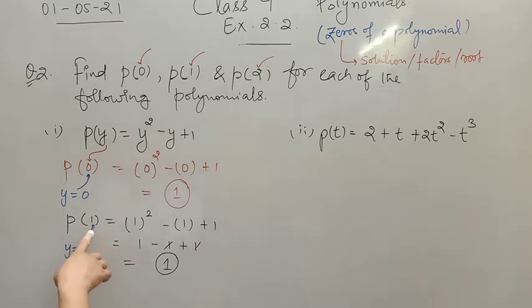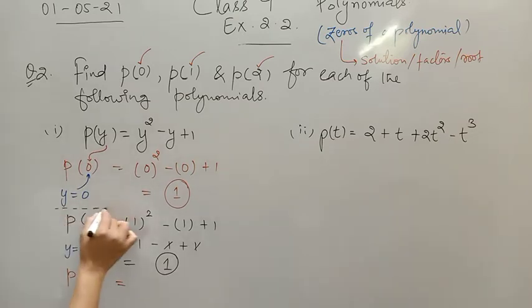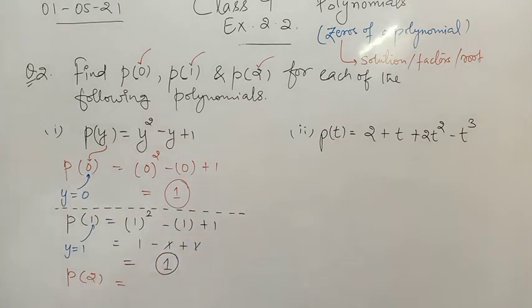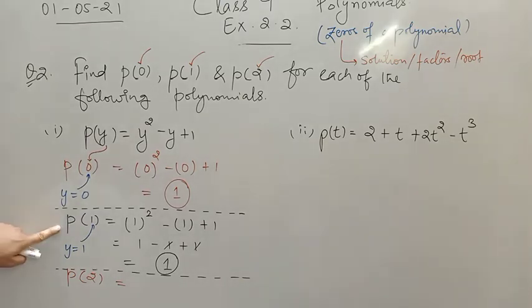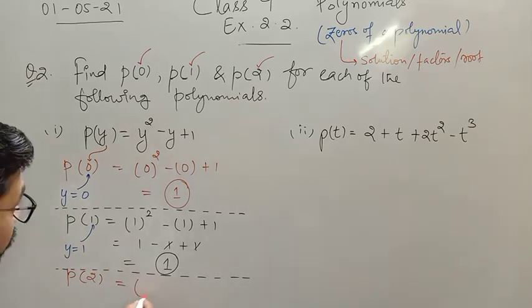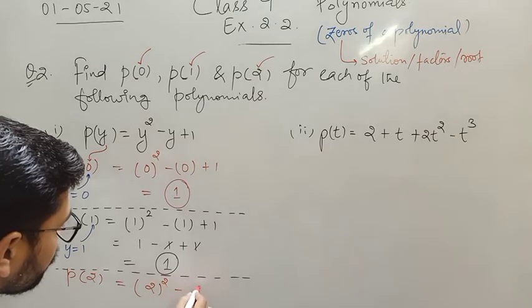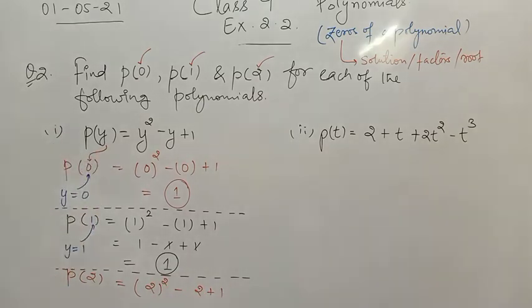Now p is equal to 2. What will you write? Better not to confuse this with that. So this is for p0, this is for p1. Now for p2, y is equal to 2. So I can simply write 2 square minus 2 plus 1, right?